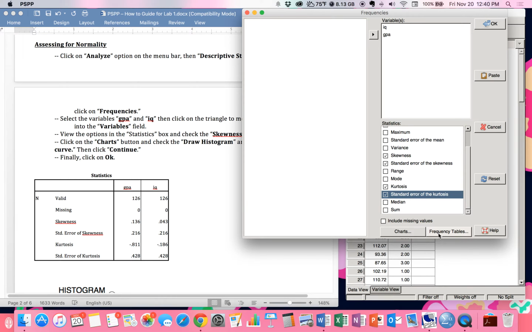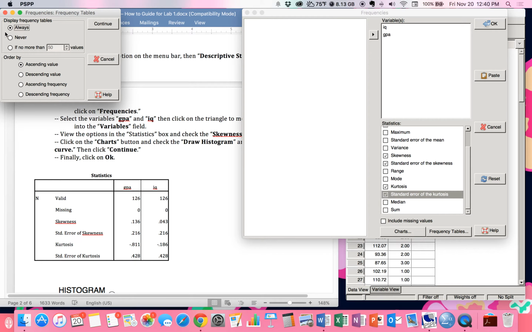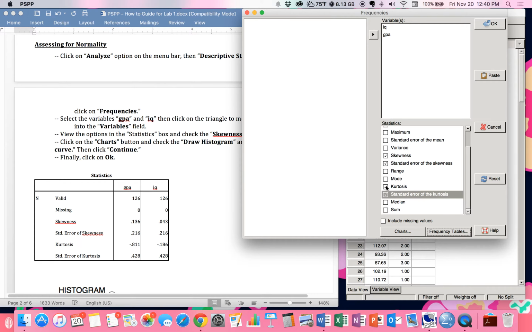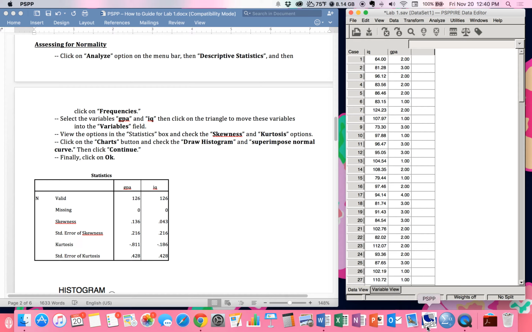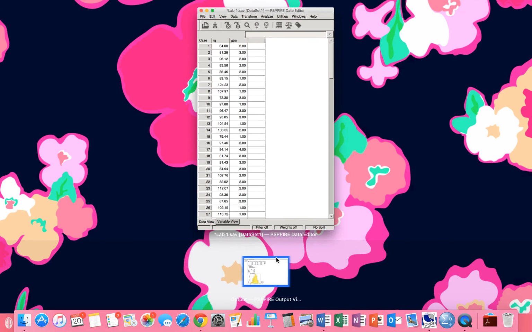And again, I'm going to go to frequency tables, never, because the default is always. Every time you re-click on this, the default is always on. So you will say never if you don't want a frequency distribution table, and then it'll reset itself. You don't have to worry about it. So I click OK, and I have to go find my window.